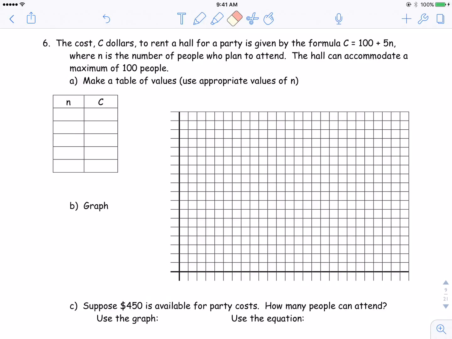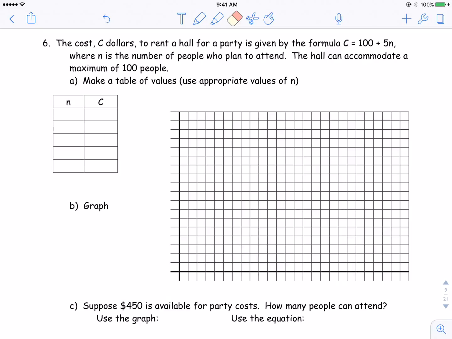So here's our real life situation. The cost, C dollars, to rent a hall for a party is given by the formula C is equal to 100 plus 5N, where N is the number of people who plan to attend. The hall can accommodate a maximum of 100 people. Make a table of values. Use the appropriate values for N. So that's what I meant by using realistic values.